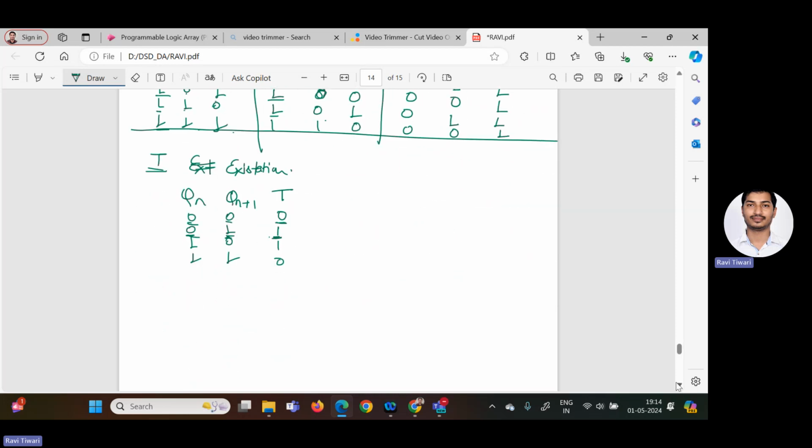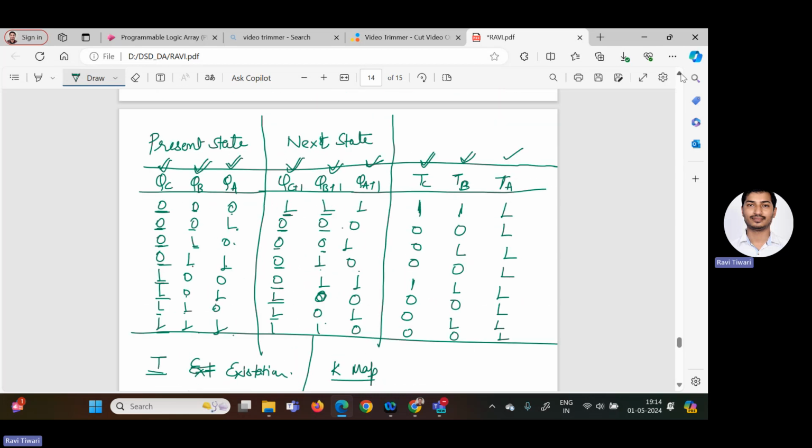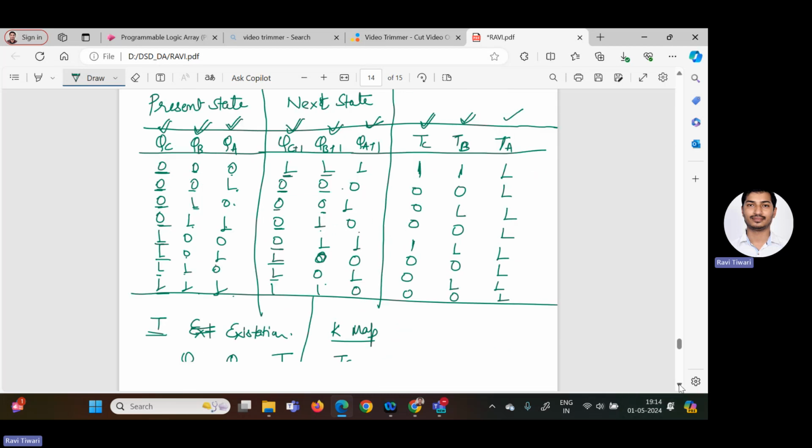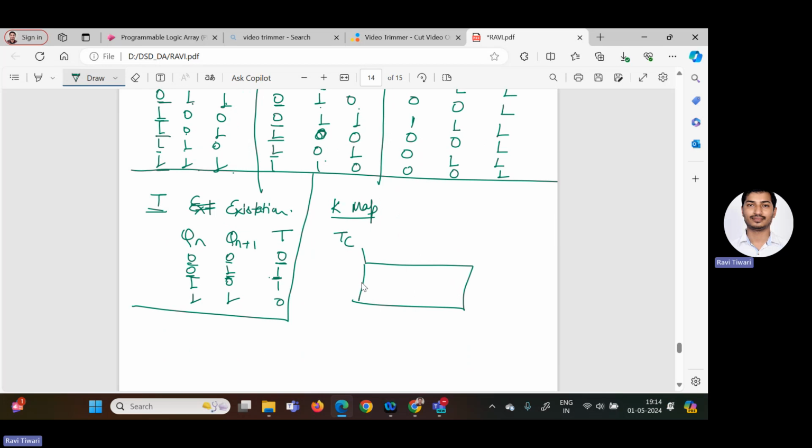TA, to find out the expression for these values. So I'm using the K-map here for finding the value of TC. If you see this state table, how many input variables are there? We have 3 input variables, QC, QB, and QA. That means you have to draw the 3 variable K-map like this here. This is 0, this is 1, 0, 0, 0, 1, 1, 1, and 1, 0.